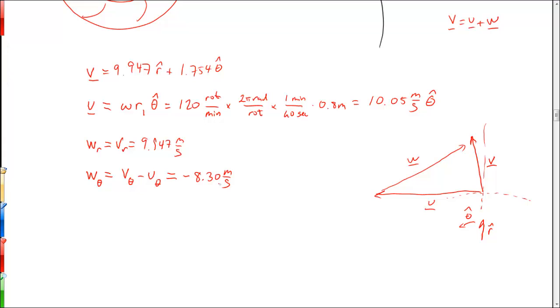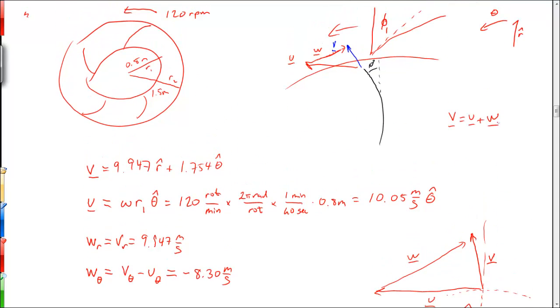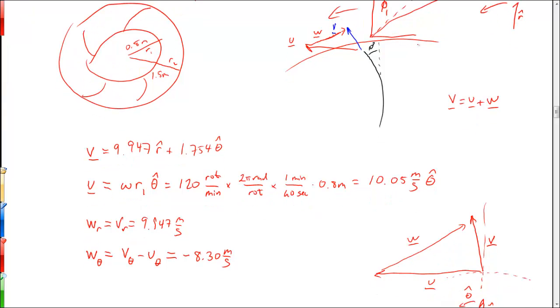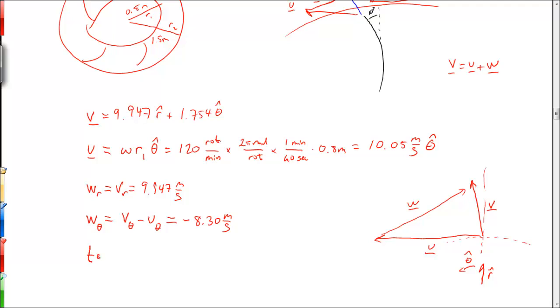So if W is going to be parallel to our blade up here, then we see that the tangent of phi1 has to be equal to minus W theta over WR. Let's be clear on why that is. If that vector is going to be parallel to the blade, then this angle here has to be, oops, not Q, but phi1.